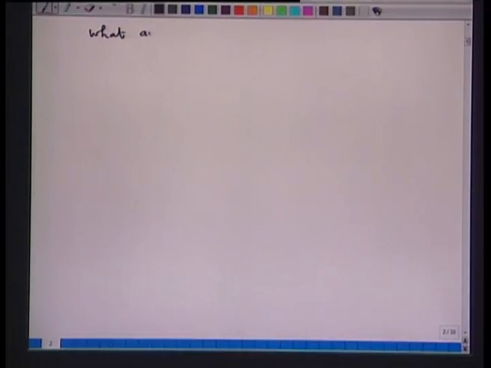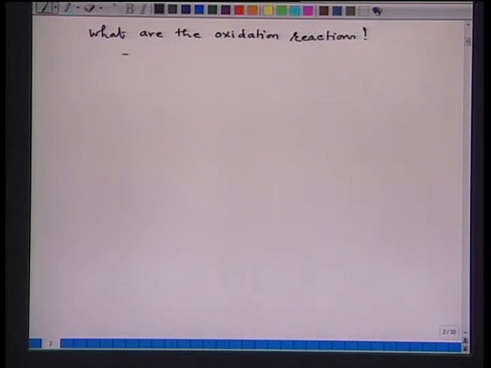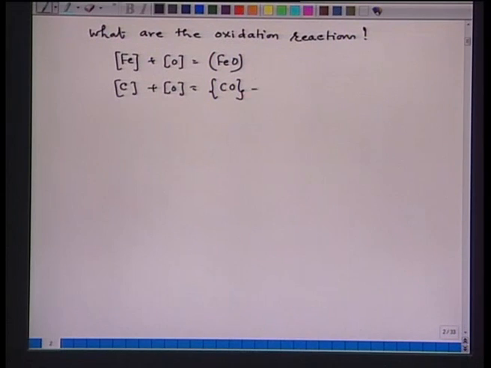In fact, you will be wondering, what are the oxidation reactions? I will write down all the reactions. Iron in metal plus O in metal is equal to FeO in slag. Similarly, carbon plus O gives CO, and this reaction is called decarburization, a very important reaction in steel making. The first reaction is called iron oxidation.